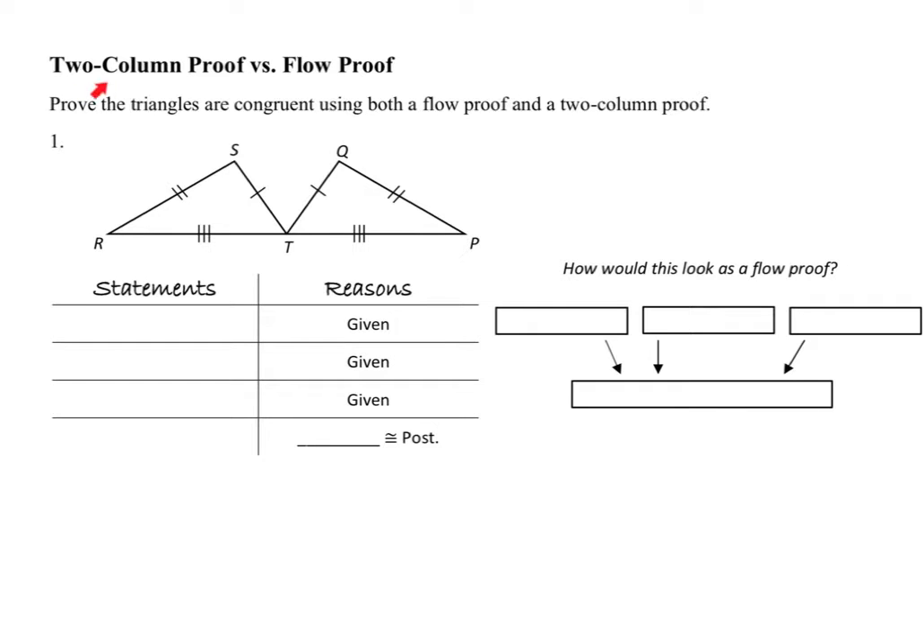Now we're going to look at two-column proofs versus a flow proof. So this is your two-column. This is what you're used to. And this is kind of like a flow chart proof. So we're going to prove the triangles are congruent using both of these methods.